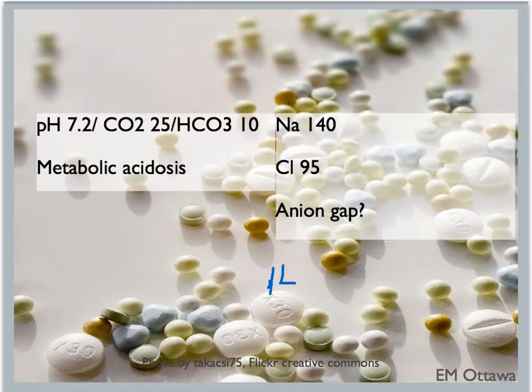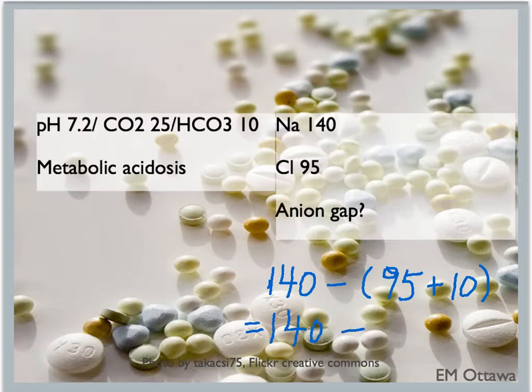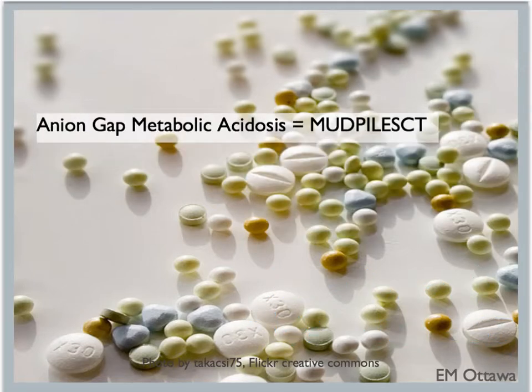Using a formula, the anion gap is 140 minus 95 plus 10, which is 140 minus 105, equals 35. There is definitely an anion gap that's elevated. Therefore, our patient has an anion gap metabolic acidosis.